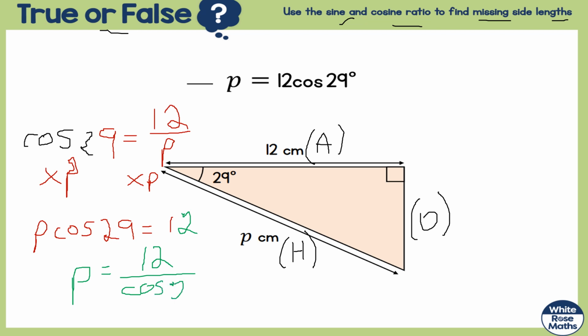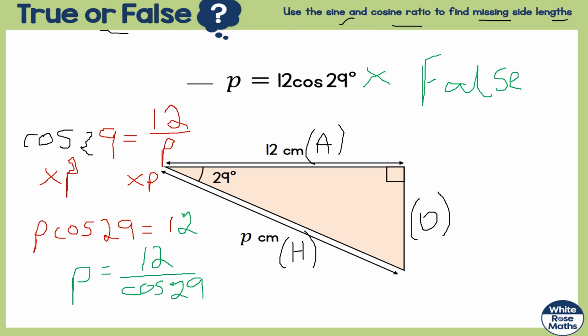Now looking at our statement or our claim, that's not the same. So that's actually incorrect. That's actually false, guys. The correct answer should be 12 divided by cos 29 rather than 12 multiplied by cos 49. 12 cos 49 here is incorrect. The correct answer should be 12 divided by cos 29.